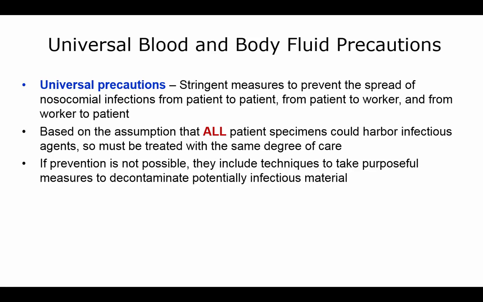Now, universal precautions were measures that the CDC has developed to prevent the spread of these nosocomial infections from patient to patient, from patient to worker, and from worker to patient. And it's based on the assumption that all patient specimens can harbor infectious agents. So we're going to treat them all with the same degree of care. And if we can't totally prevent them, we're going to use techniques to keep us from purposefully transmitting them and try to decontaminate anything that's infectious or could be infectious.